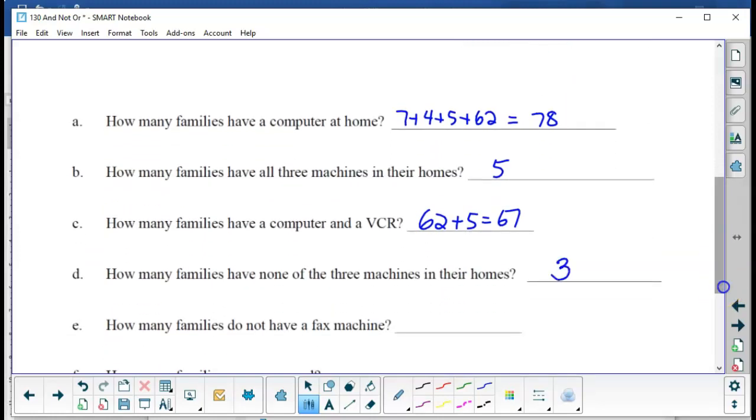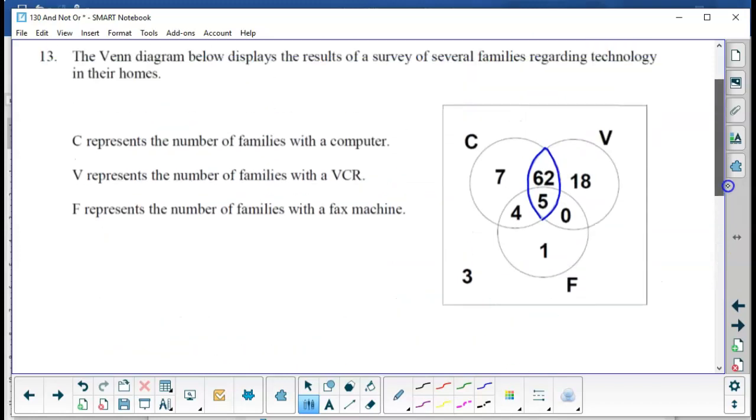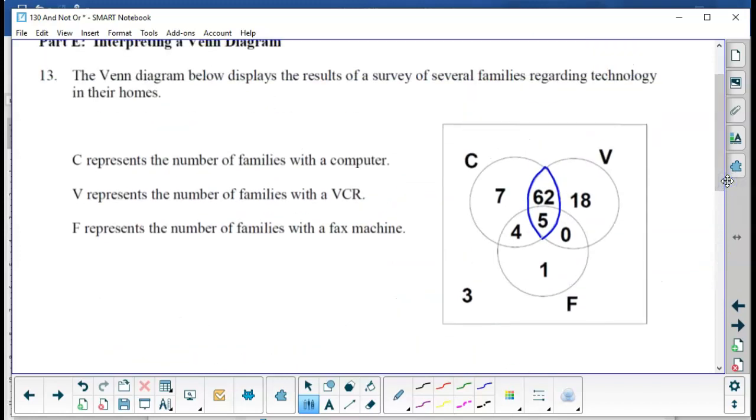Okay, and then how many families have none of the 3 machines? That's what I talked about, that 3 on the outside. And how many families do not have a fax machine? Okay, so here's your F, so it's everyone that's not in there. Okay, so that would be 3 plus 7 plus 62 plus 18.